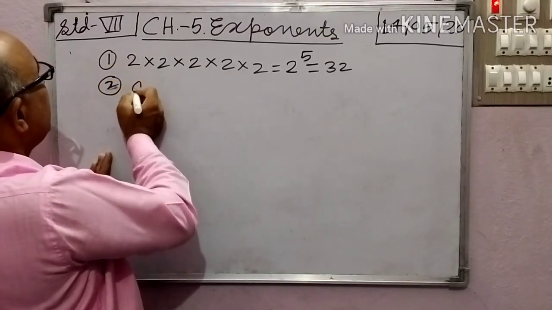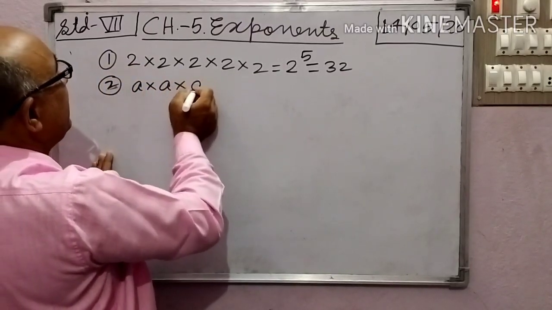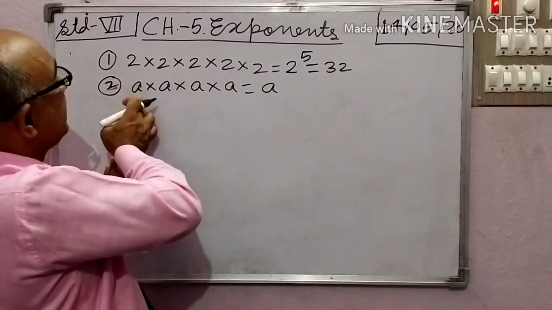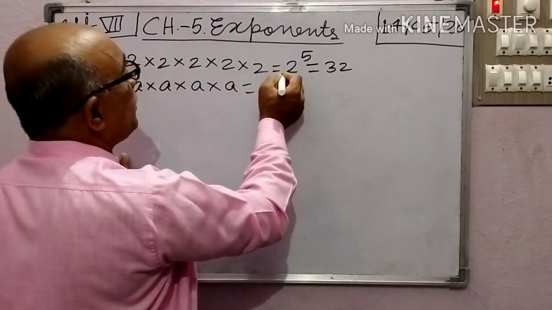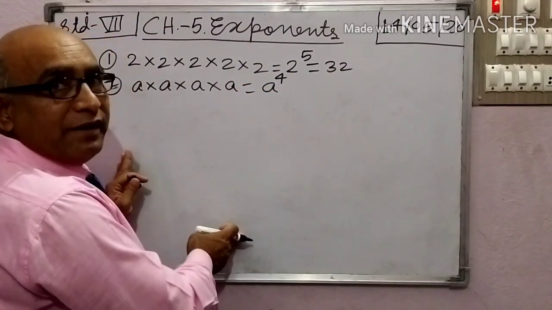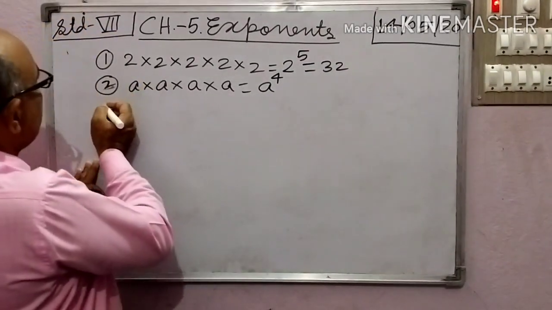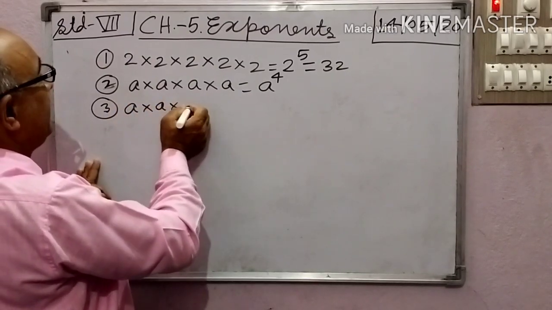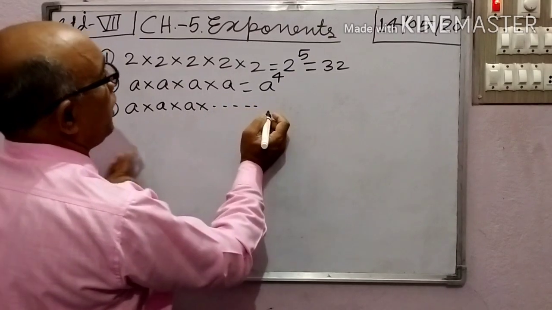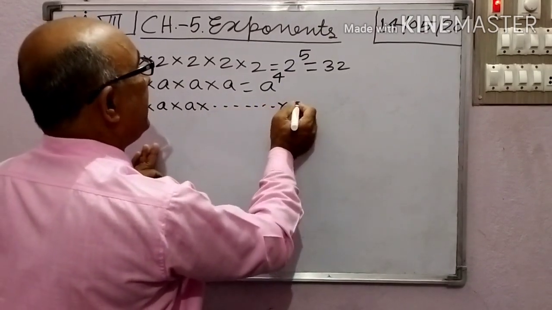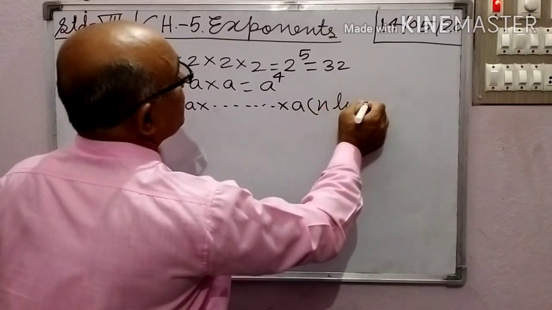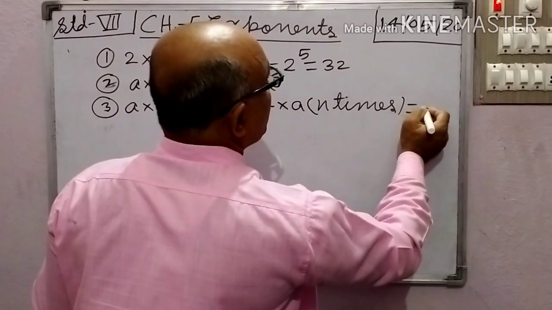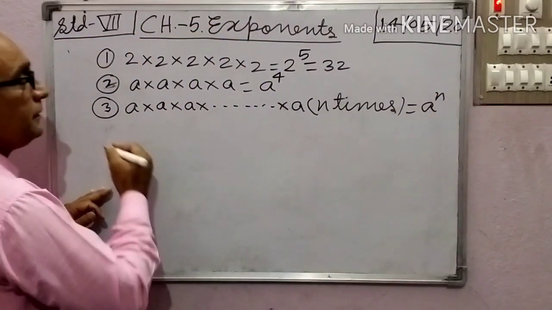Point number 2 is A into A into A into A. A is multiplied by itself 1, 2, 3, 4 times. So A to the power 4, A raised to the power 4. Point 3: A into A into A into dot dot dot into A, n times, is equal to A to the power n.